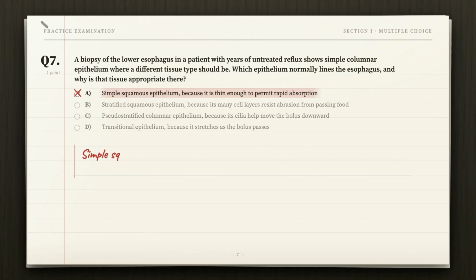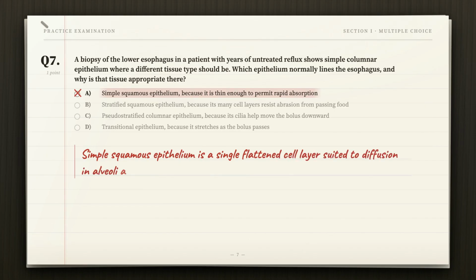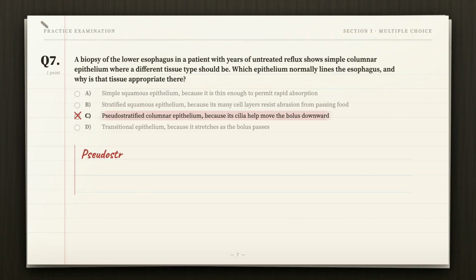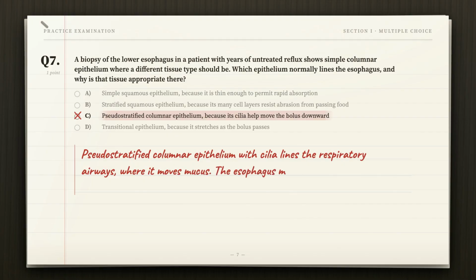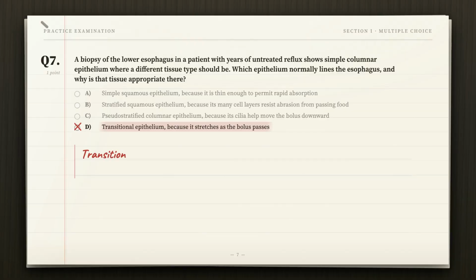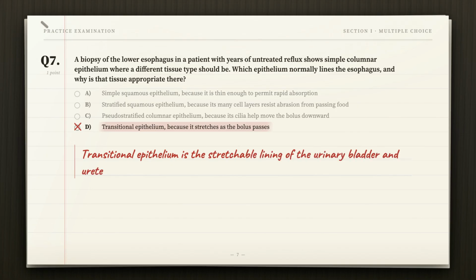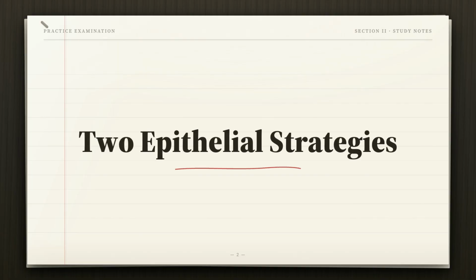A is wrong because simple squamous epithelium is a single flattened cell layer suited to diffusion in alveoli and capillaries. It would be shredded by a passing bolus. C is wrong because pseudostratified columnar epithelium with cilia lines the respiratory airways where it moves mucus. The esophagus moves food by muscular peristalsis, not by cilia. D is wrong because transitional epithelium is the stretchable lining of the urinary bladder and ureters. It is not found anywhere in the alimentary canal. Why does chronic reflux transform the esophagus into tissue that looks like intestine?